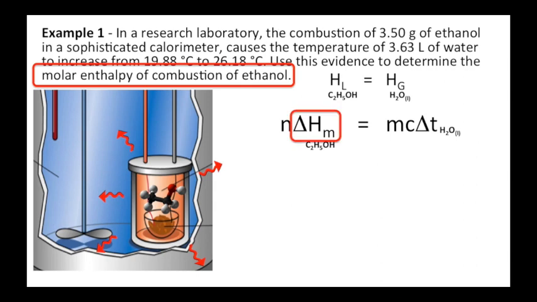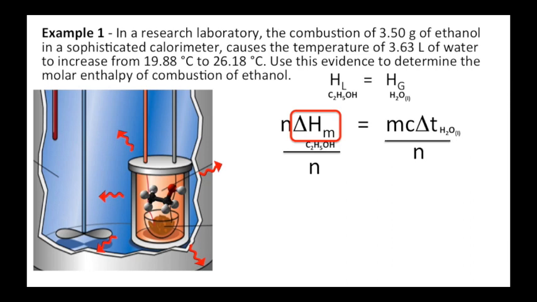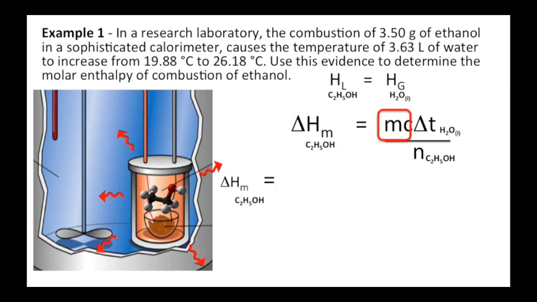Okay, so I want to solve for delta Hm. That's molar enthalpy, potential energy that was given off by the ethanol. So I need to isolate that. I get delta Hm by itself by dividing by n. What I do to one side, I do to the other, and make sure that I write my substance down. That's moles of ethanol. The n's cancel, and now I have my formula.